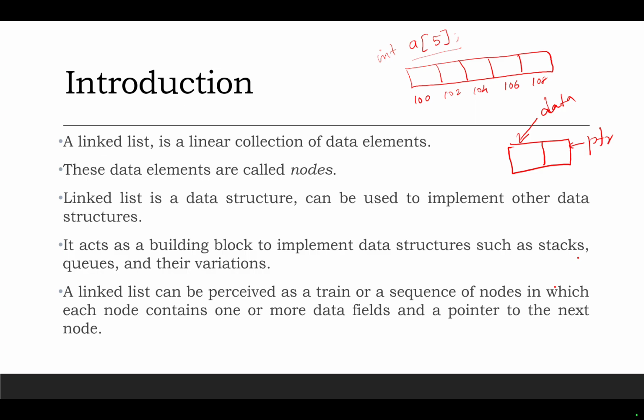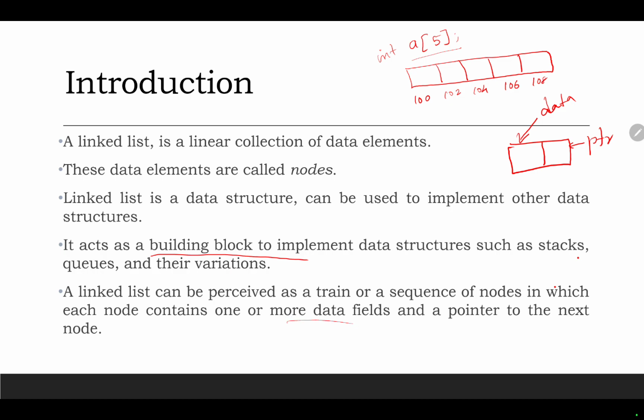A linked list is a data structure that can be used to implement other data structures like stack and queue. At the same time, we can implement stack and queue using an array also. It acts as a building block to implement data structures such as stack, queue and other variations. It can be viewed as a train or a sequence of nodes in which each node contains one or more data fields and a pointer to the next node.